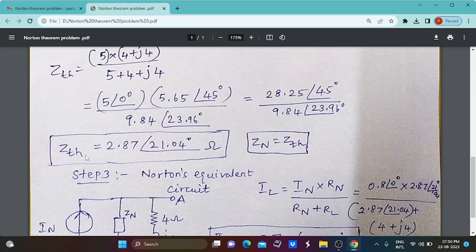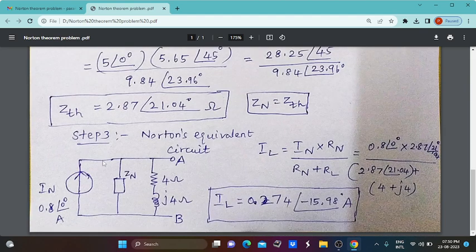So this ZTH or ZN value is calculated or determined with the help of this concept. So 2.87 with an angle of 21.04 degrees ohm is the Norton impedance value for this given example. So in step 3, we have to find the Norton's equivalent circuit. So we can draw the Norton's equivalent circuit, which consists of the Norton current, which is in parallel with this Norton impedance, and the load resistance or reactance, which is already given in your question.